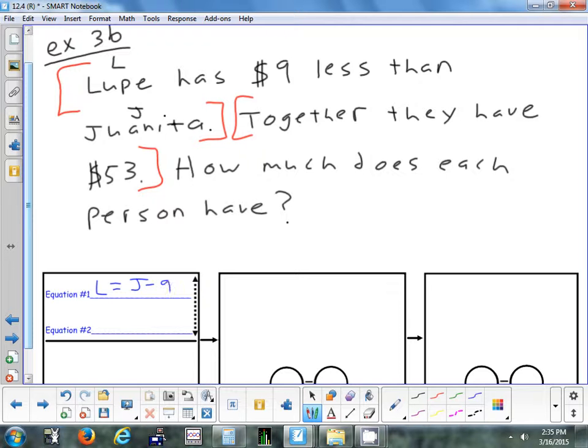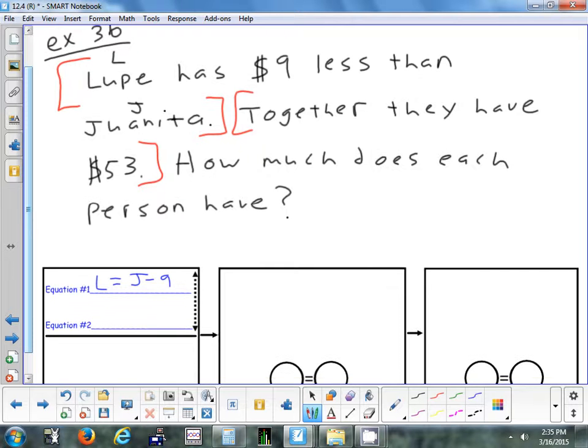Listen to what I said this grade too, when I had L minus 9 equals J. So we could rewrite it as L plus 9 equals J, but it's got to be L equals J minus 9. Oh, sorry guys, I just screwed that up. Right? Now the next part, this is the easy equation. Together they have a total of $53. I did that one first.